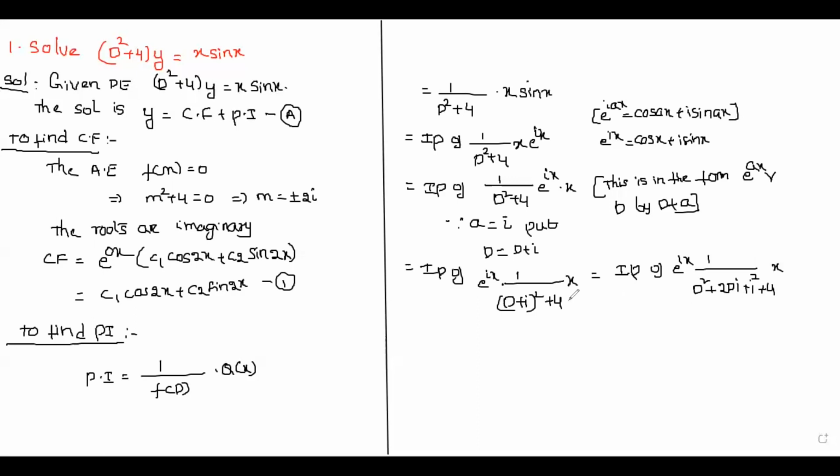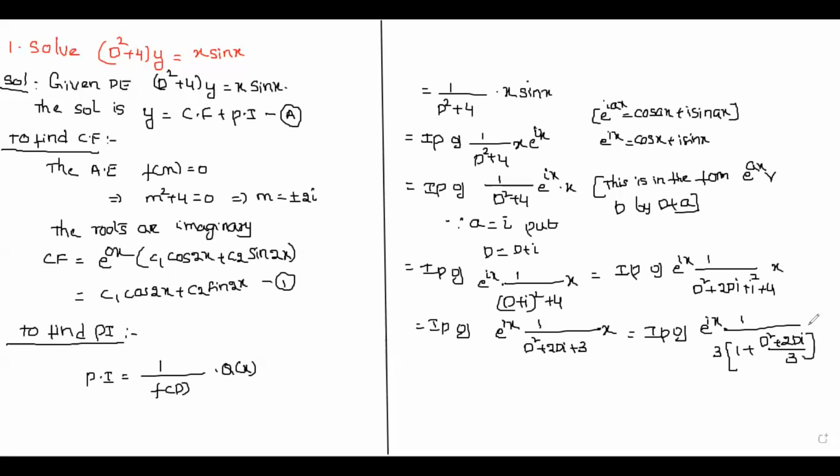We know that i square value is equal to minus 1. So this is equal to the imaginary part of e power ix into 1 by d square plus 2di plus 3 into x. Now it took the form of x power m. So we know how to solve this procedure. First of all, take the constant outside. So this is equal to the imaginary part of e power ix into 1 by, take your constant 3 outside. So it takes the form 1 plus (d square plus 2di) by 3, into x.